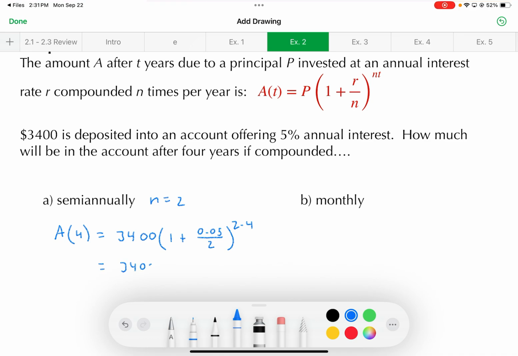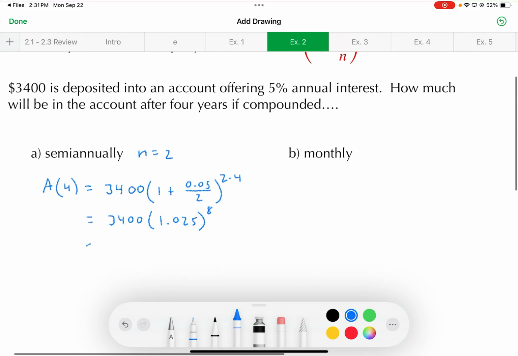Okay, so that's going to be 3,400 times 1.025 to the power of 8. And that would approximate out to $4,142.56. All right, what if I compounded monthly? What would that make N?